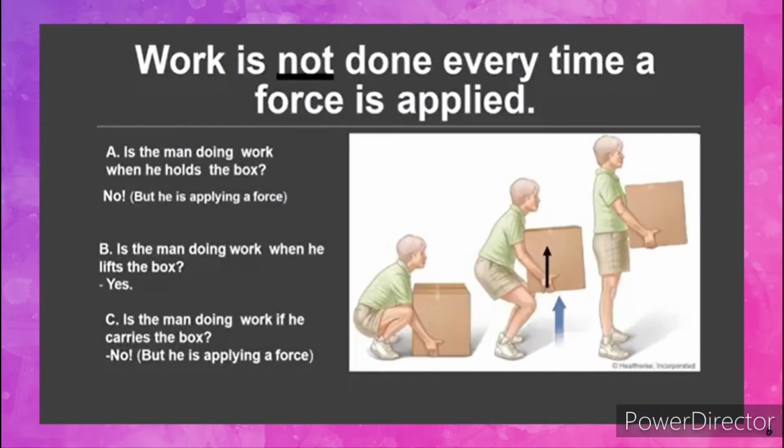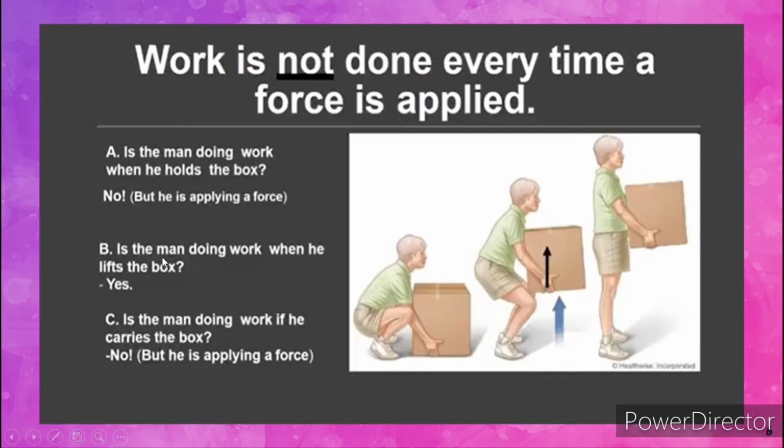We have one more. Take note that work is not done every time a force is applied. This means that just because we apply force, it doesn't mean work is happening. Let's take a look at these figures. Letter A: is the man doing work when he holds the box? The answer is no. Why? Because he is only holding it. It isn't said that he stood up or ran. Yes, he applied force, but there is still no work. Since there is no action, there is no work.